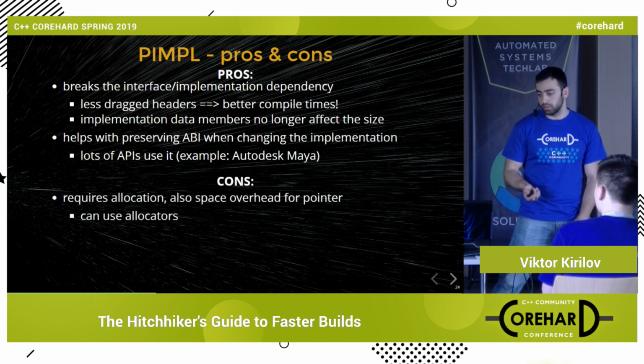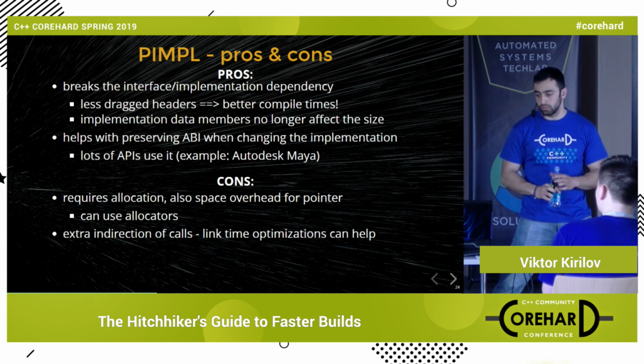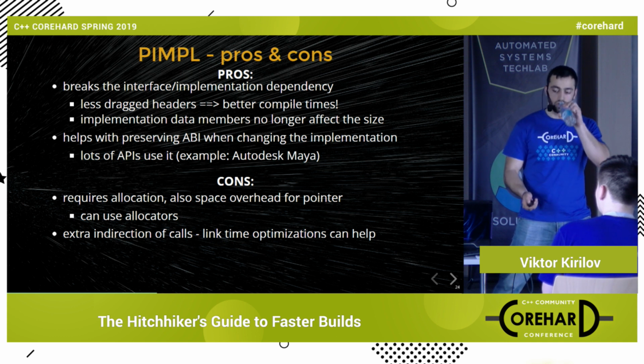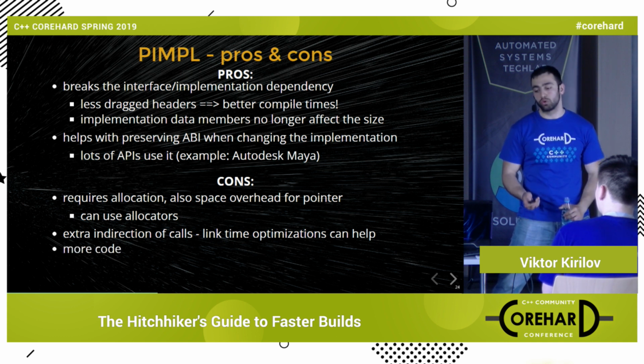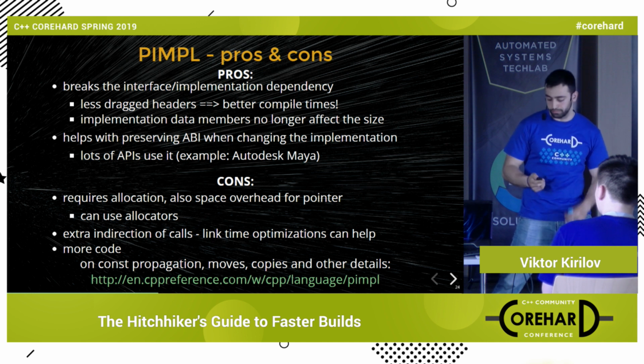But there are some problems with this technique as well. So it requires an allocation, and there's also space overhead for the pointer in the wrapper type. But we can use allocators to at least mitigate the problem with the allocations. There's also an extra indirection of calls, but we can use link-time optimizations to do away with that. It's also more code to write, and there are many more details about the technique, for example, const propagation, and you should definitely check out the link at the bottom.